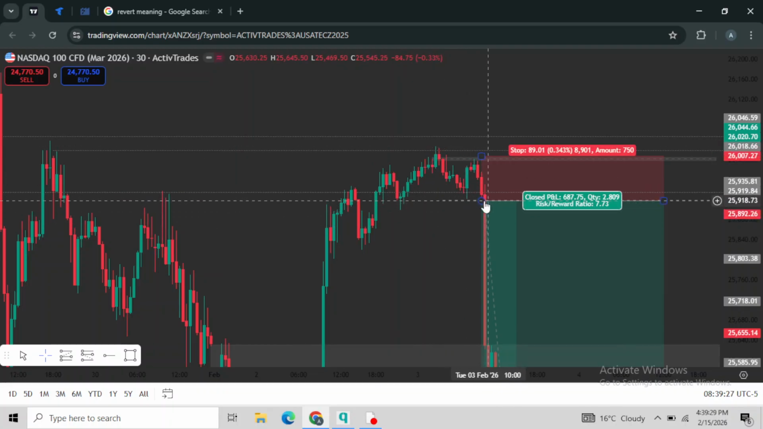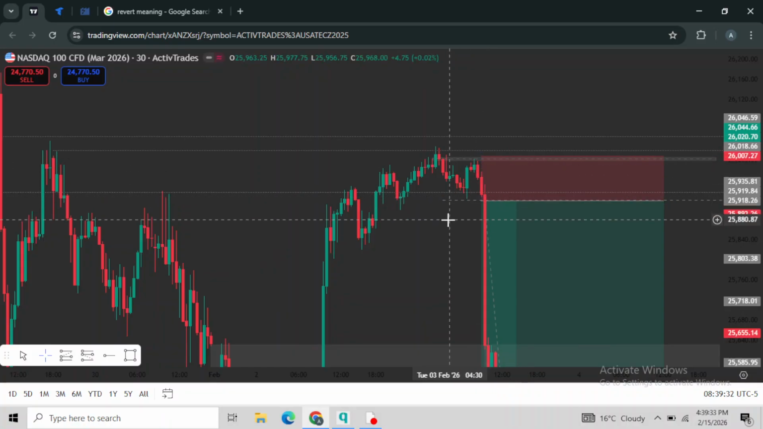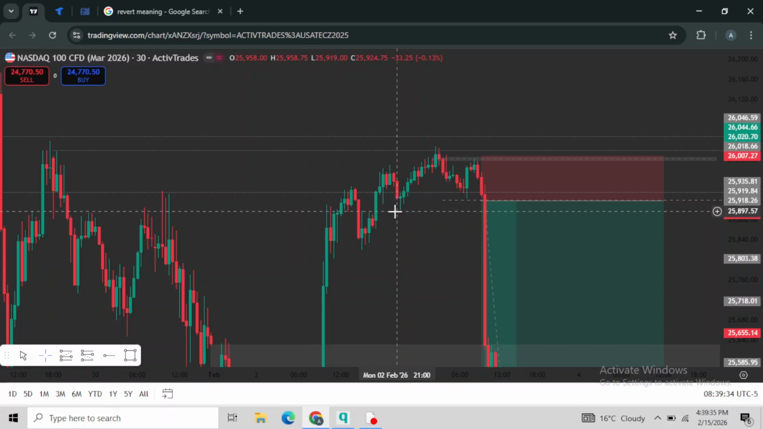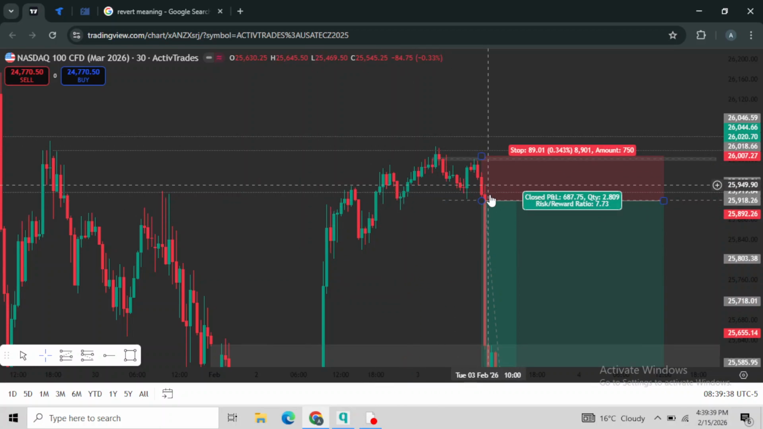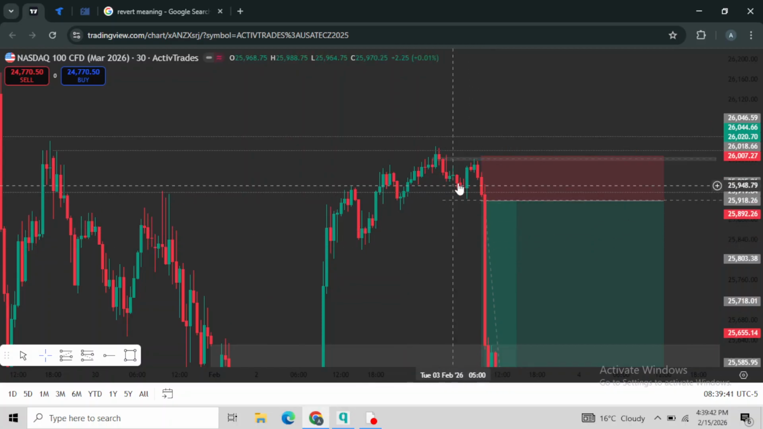Now I could have put my entry here. Why? Because if price breaks this higher low, it would have made a bearish reversal, because it will be higher low, higher high, higher low, lower high, lower low, meaning it wants to go lower.